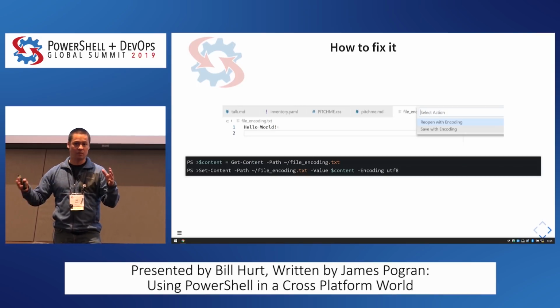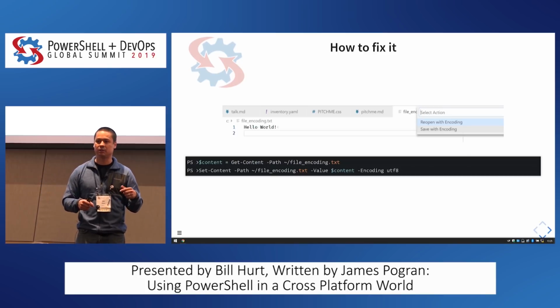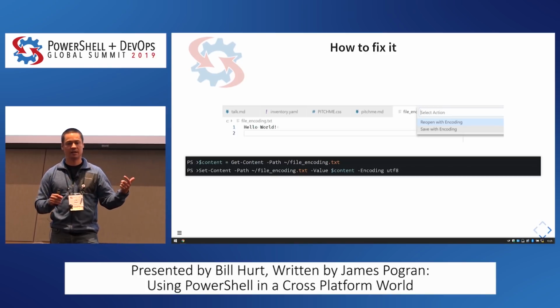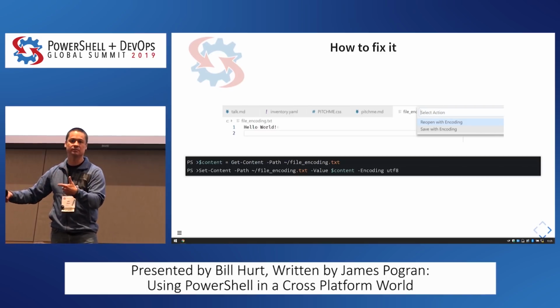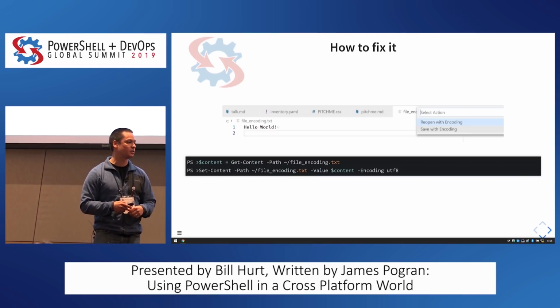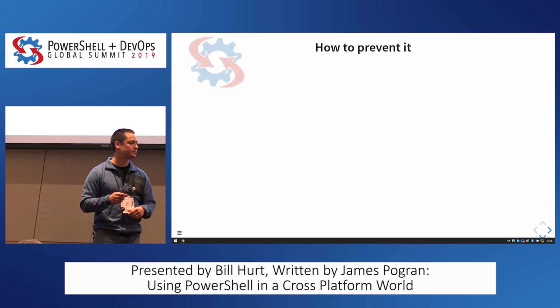I don't know how many people have run into this before, but you can't pipe from a Get to a Set on the same file. Get-Content is going to start piping stuff through before it's actually done, so you've locked your own file. So you're going to have to assign to a variable first and then do it.